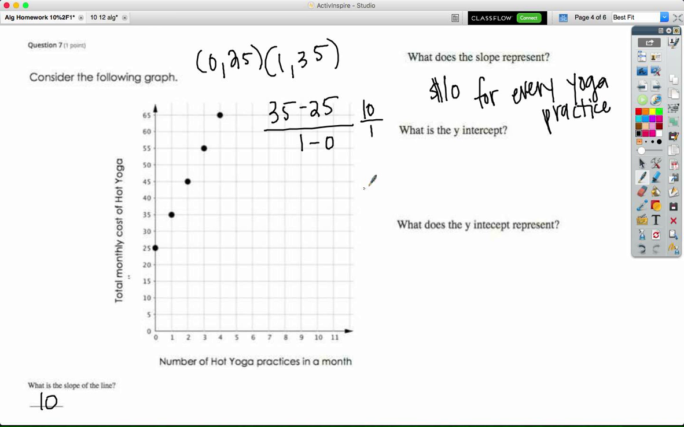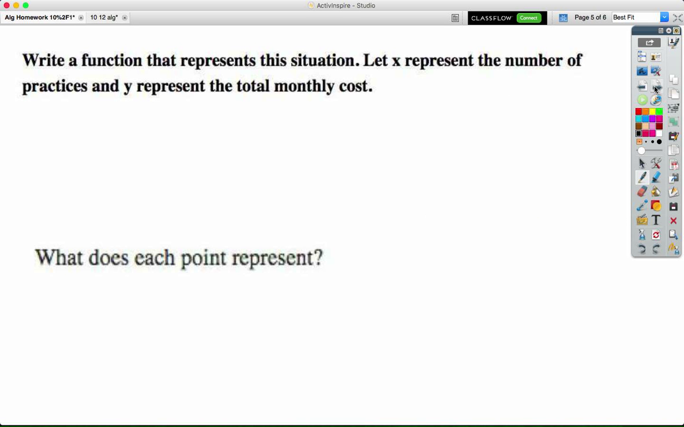The y-intercept was 25, or the point 0, 25, and that is like a sign-up fee, or I just say initial fee. That usually works, but if you said sign-up fee or original cost before taking any yoga sessions, that's completely acceptable. So write a function that represents the situation.